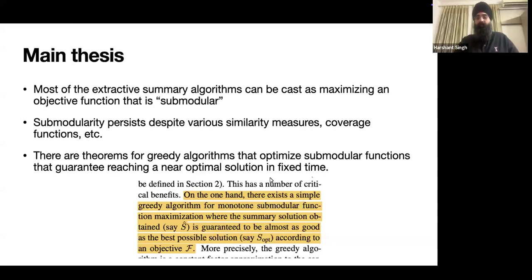So now one of the advantages of submodularity is that there are theorems for greedy algorithms that basically guarantee an optimal solution in a fixed time. So if you're able to prove that the objective function that you're maximizing is a submodular function, then a lot of machinery that is already available in operations research and work on submodular functions, you can use to prove that ultimately there are optimal solutions that you can arrive at in a fixed time.